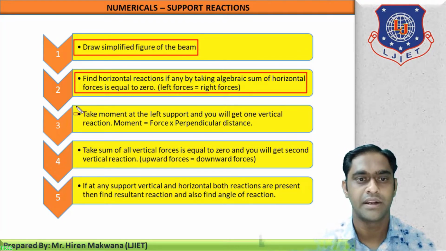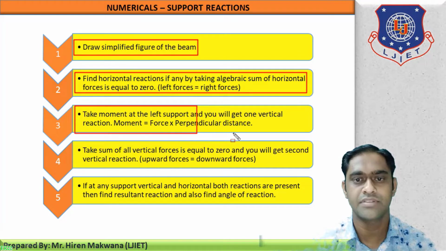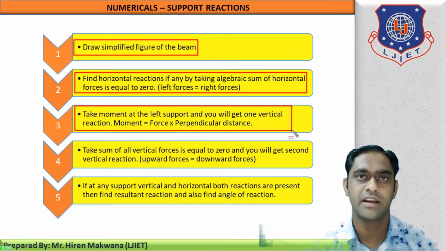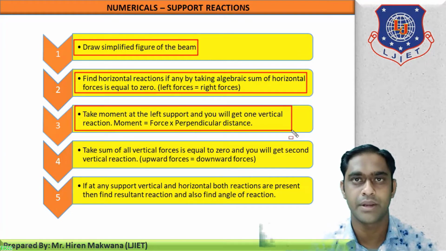Step number 3, take moment at the left support and you will get one vertical reaction. Now moment is a new word for you. Here it is written that moment is equal to force into perpendicular distance. Let us see in the numerical. By doing step number 3, you will get one unknown vertical reaction.